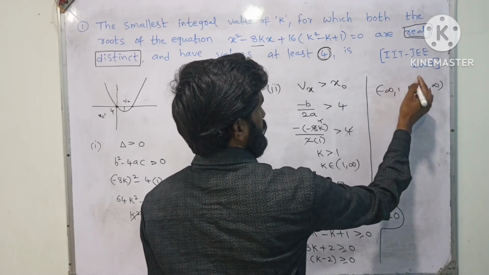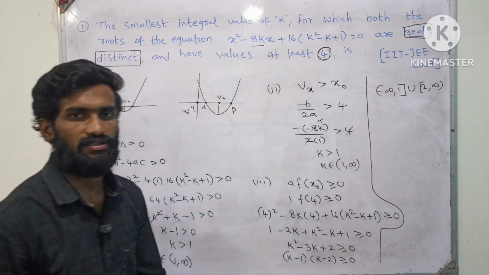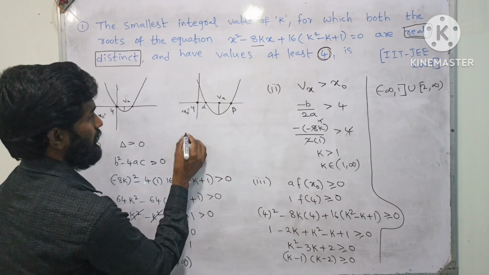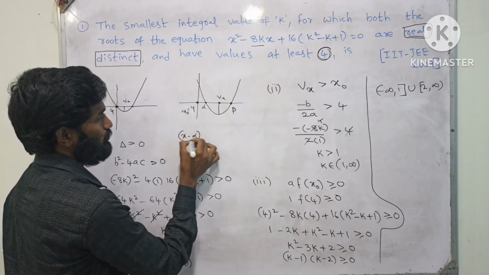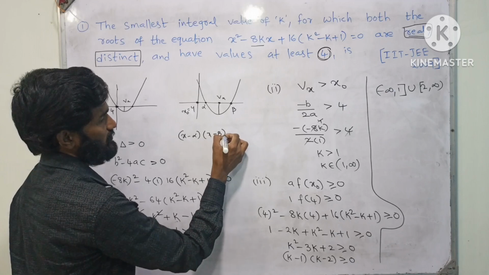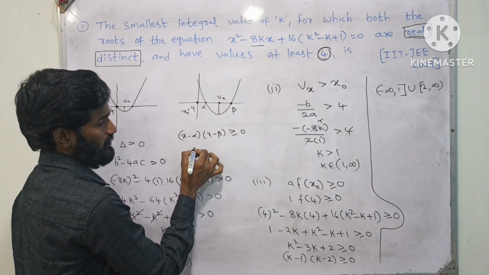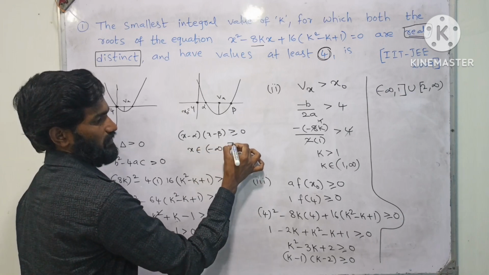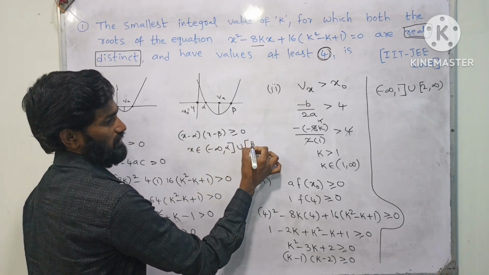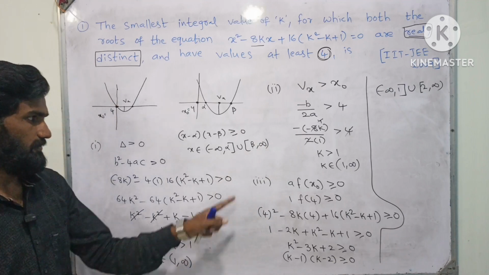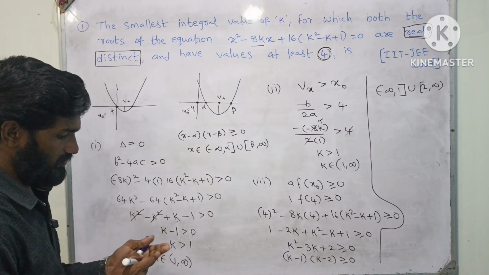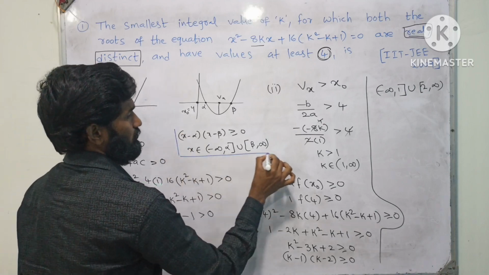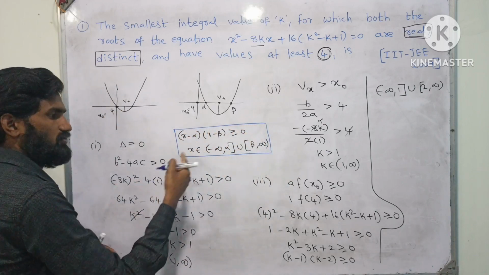So we already know this one. By the wavy curve method we can solve this one. Otherwise we already know: x minus alpha into x minus beta greater or equal to 0 means x belongs to minus infinity to alpha, union beta to infinite. This is the condition you need to know. Otherwise you can solve by using the wavy curve also.